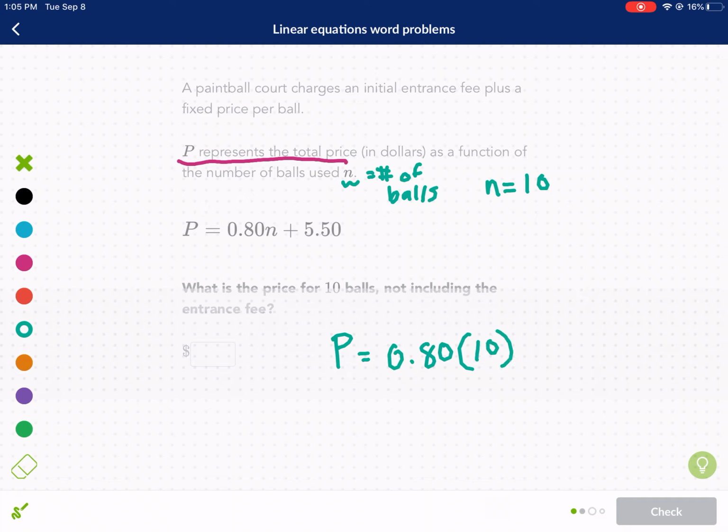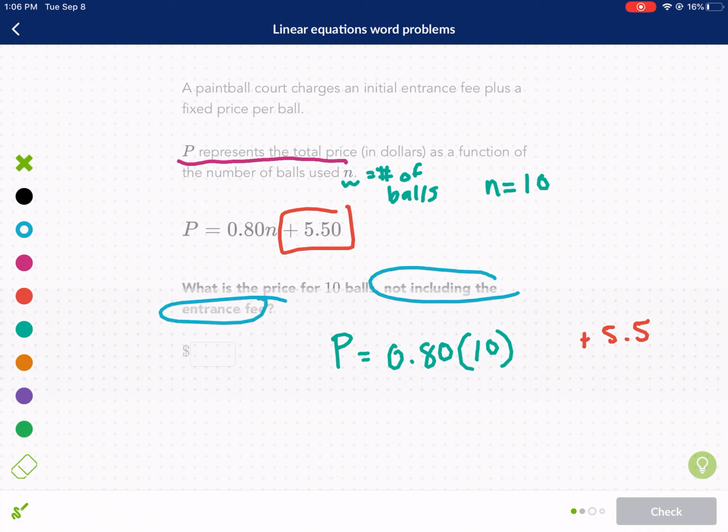Now, here's the key here. It's trying to trick you a little bit. So the unknowing victim would say, oh, plus we need to add this on here, plus 5.5. That's the unknowing victim, because they say not including the entrance fee. What does that mean? An initial entrance fee. When we're talking about y equals mx plus b, we said the y-intercept, the initial starting amount. That was this. This is the start amount.